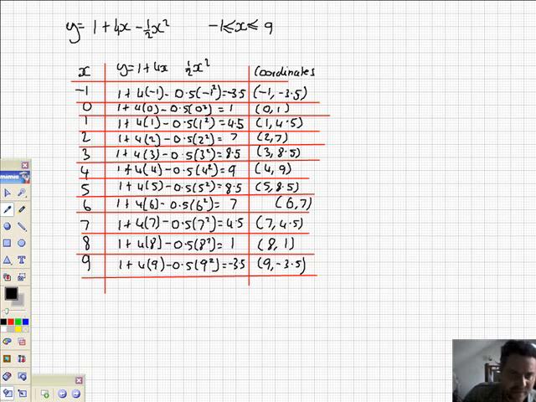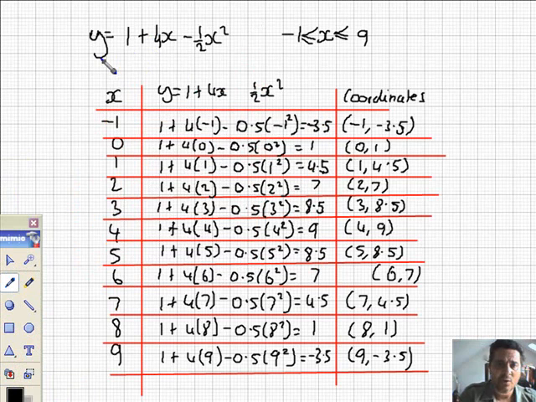Right, this is question 5 that's been fully prepped on page 263. It's not been given a grade, I assume it's A-ish in places. So that's me calculating all the values of y for this equation, 1 plus 4x minus half an x squared. And I've used values from -1 to 9 inclusive, going up in steps of 1.